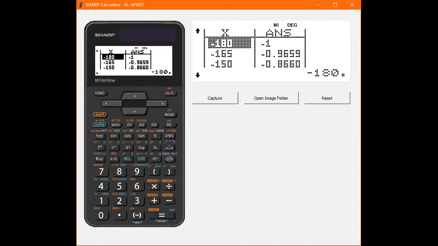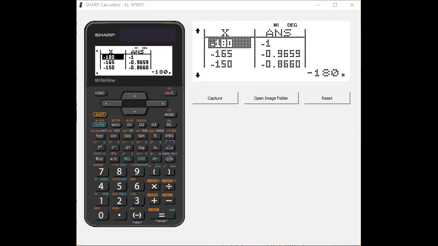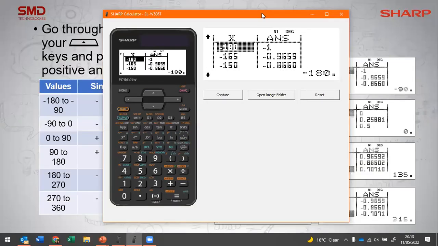Okay, so now we've got this table. I want to go back and just share my next screen with you, and then bring my calculator back and share both of them with you. Complicated stuff. No, I'm just kidding.